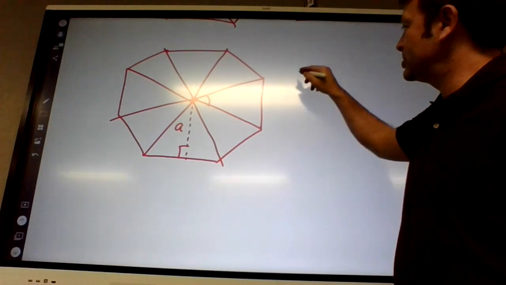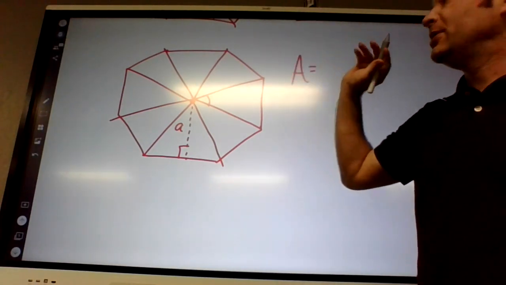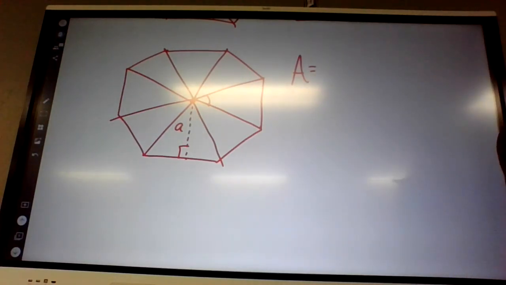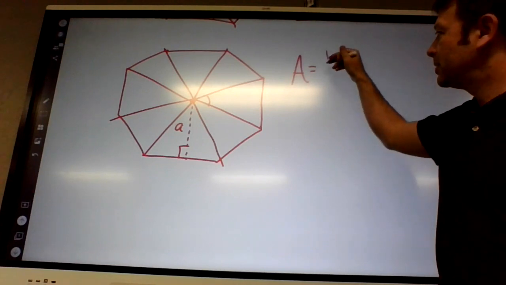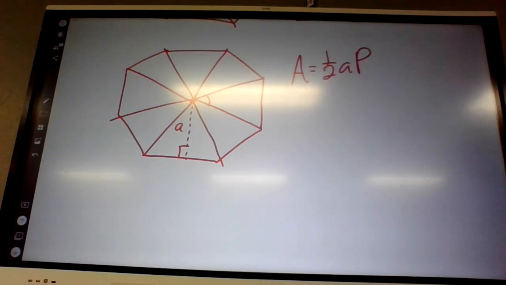Okay, what was the area formula? This is not on that sheet and you do need to know it. What's the area formula for a regular polygon? Half apothem times perimeter. That's for any regular polygon. You know what a regular polygon is? Equal sides, equal angles. So it's a special case. It's got to be perfect.